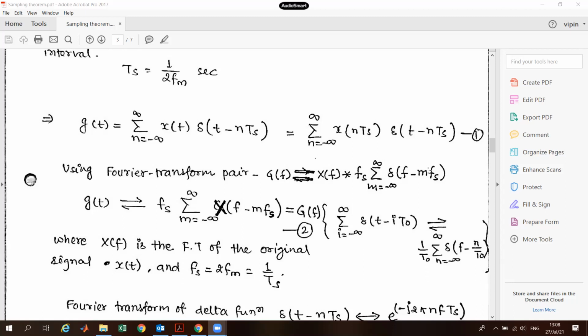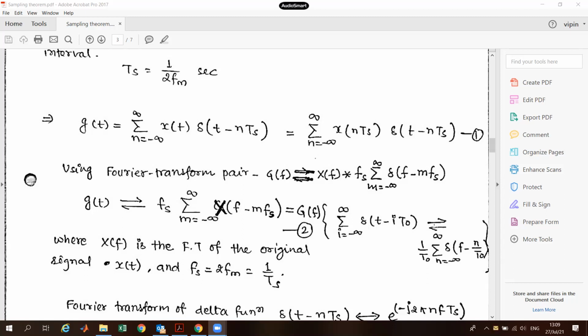And the relation between n and f are contained in this fs. Now if we multiply these two signals and take a convolution of these two signals, we can say that x will come here. If you remember the convolution of x, or any function x, with a delta function, then it will be x of f minus mfs, which is equal to gf. This has been shown here.